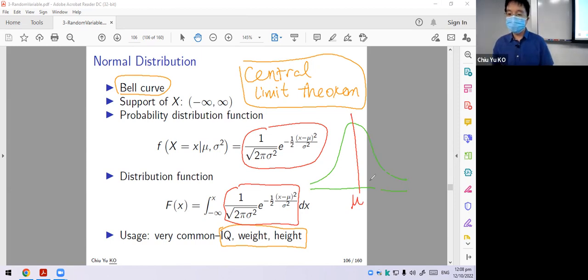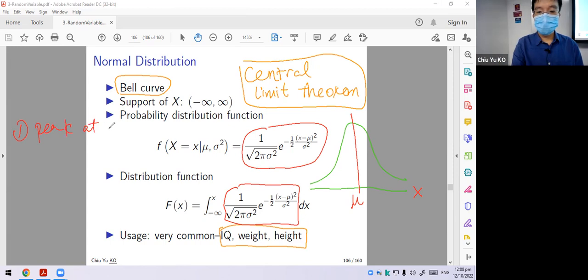Probably you may be able to see it because it's negative to a square, right? So the biggest number is up here when x equals mu. From this you can see the highest point, and because of the square, that means it's symmetric about mu. So the first thing is the peak at mu. The second thing is that it's symmetric about mu. That's two things.